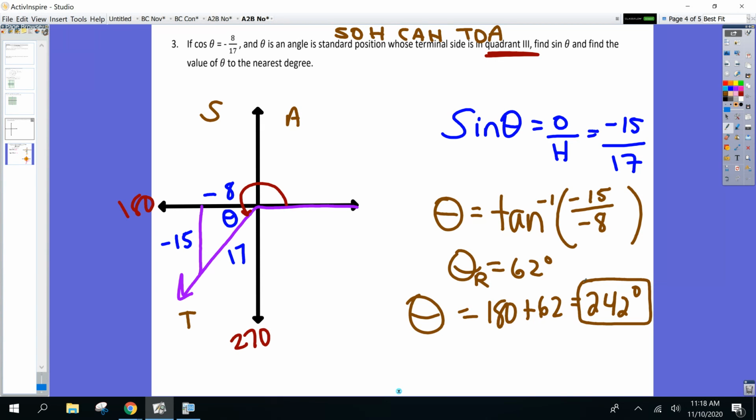So again, if you're finding the angle, if you're in the second quadrant, do the inverse of sine. If you're in the fourth quadrant, do the inverse of cosine to find the angle. Okay, that's my best piece of advice. Because if you try to use something else, you're going to be lost.